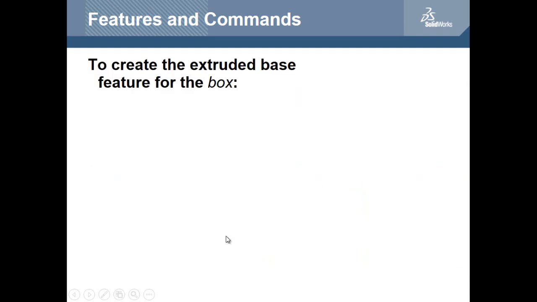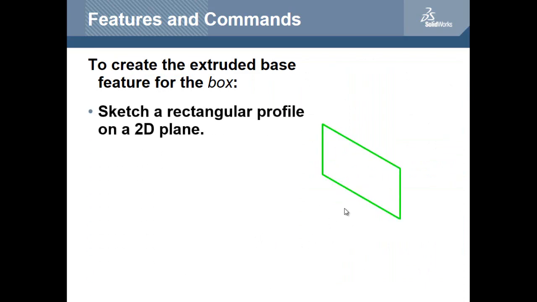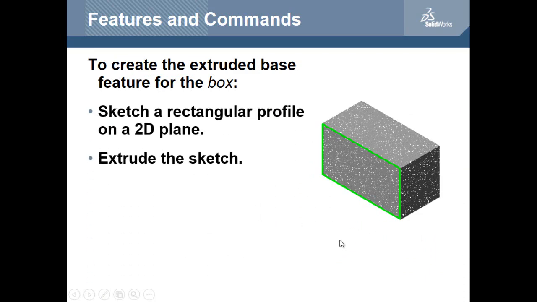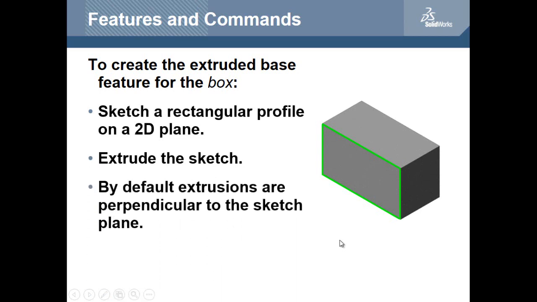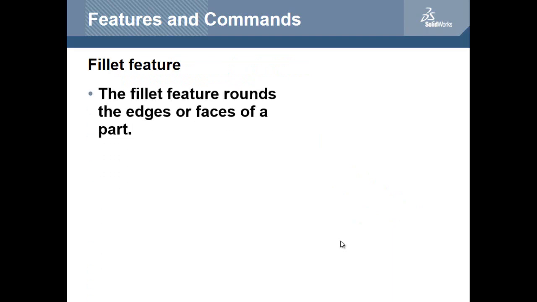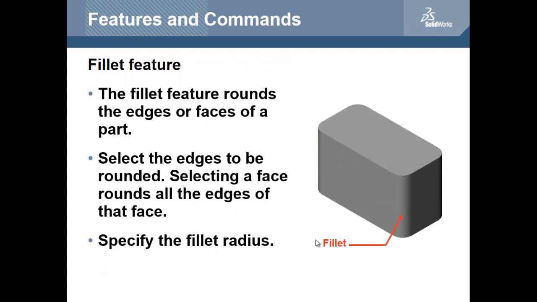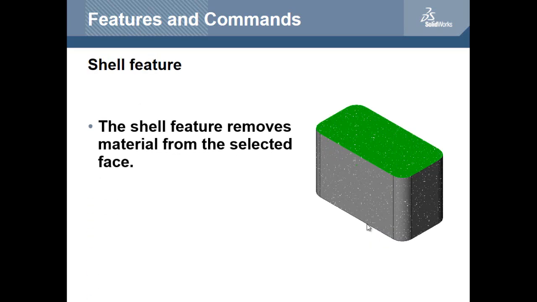To create the extruded base feature for the outlet box, sketch a rectangular profile on a two-dimensional plane. Extrude the sketch. By default, extrusions are perpendicular to the sketch plane. Fillet the feature. The fillet feature rounds the edges or faces of the part. Select the edge to be rounded. Select the face, which rounds all the edges of that face. Specify the fillet radius.